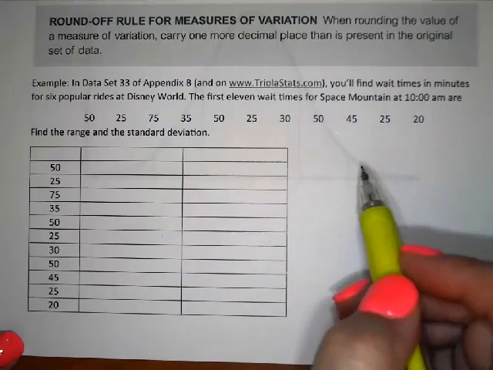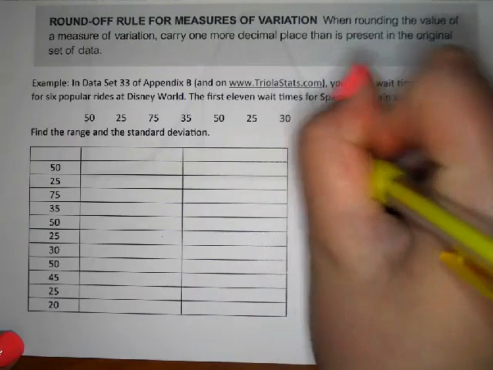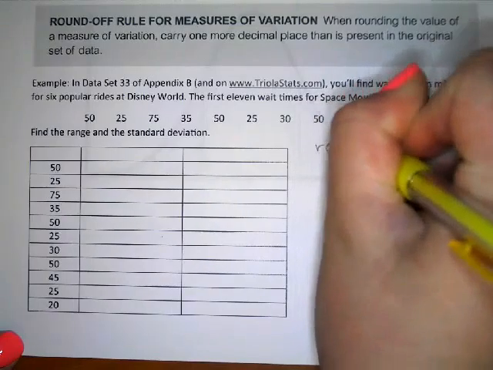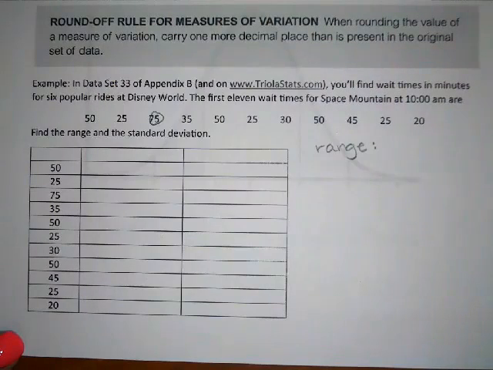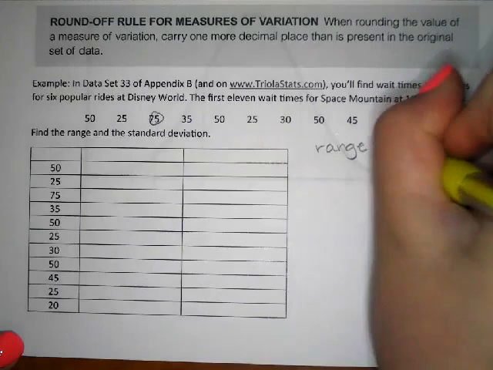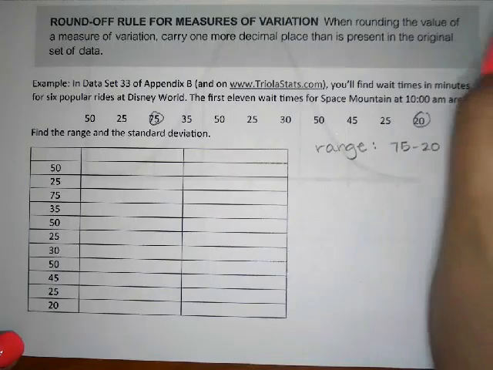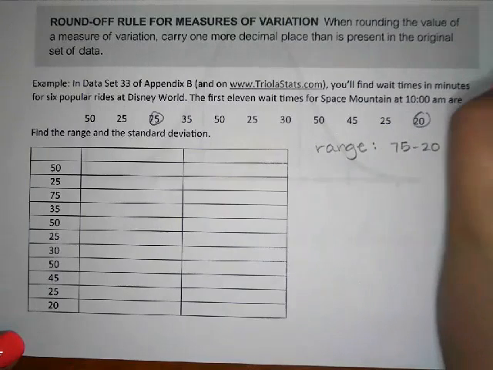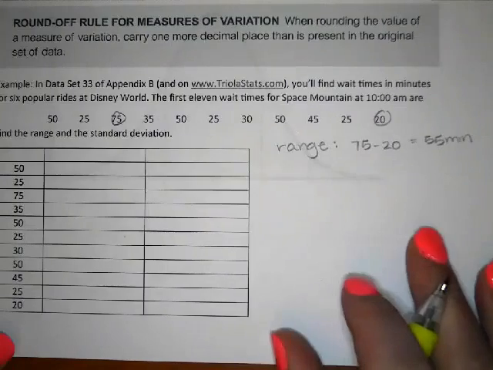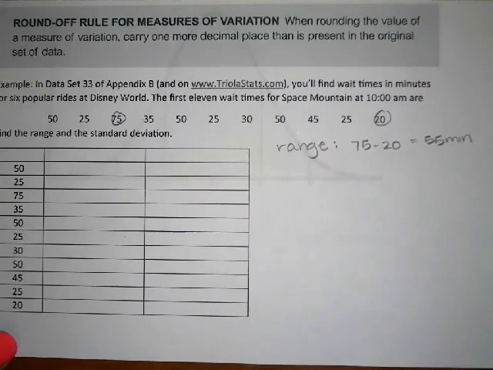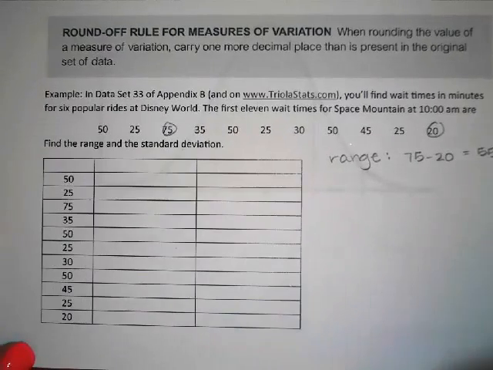So the range is not going to be too bad. It's just going to be the highest number minus the lowest number. So 75 minus 20 is 55 minutes. So that's one measure of variation, that the range in the data is 55 minutes. The other, we're going to go through and calculate the standard deviation by hand.